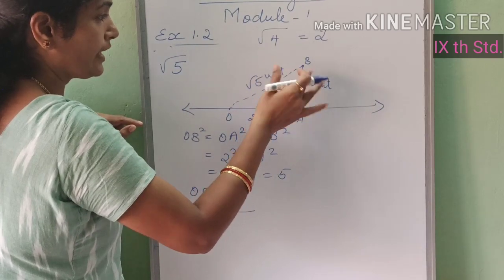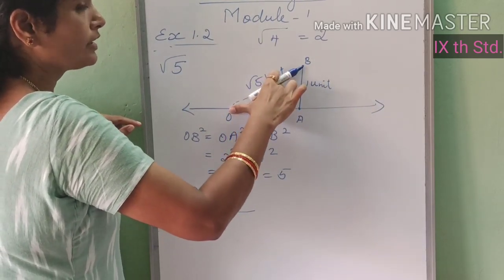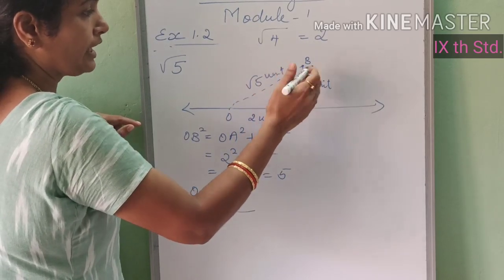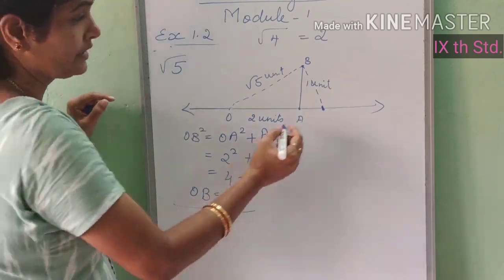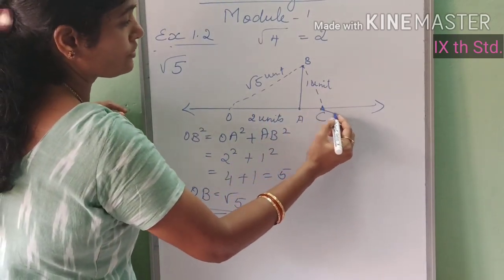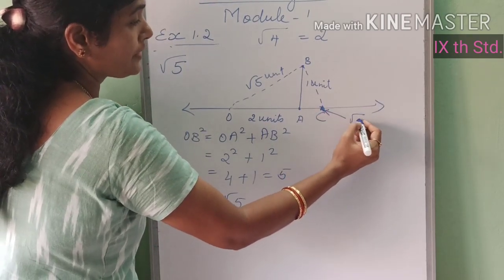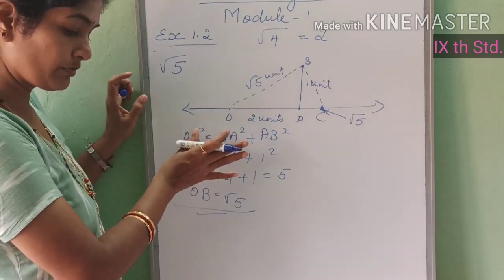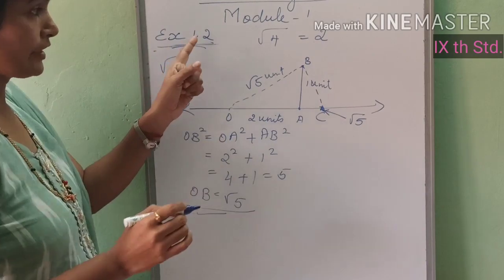So this length I have to put on the number line. Taking OB as the radius, place the compass pointer at O and draw an arc such that it will intersect the number line. Say this point is C. So this point C on the number line represents root 5. Okay. So by this we will come to an end of this exercise 1.5.